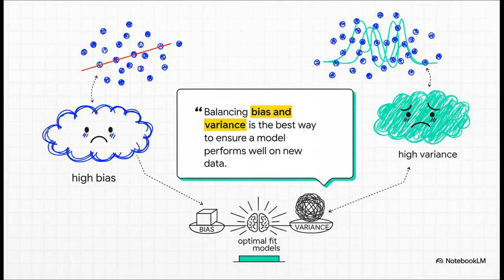Underfitting is what we call a high bias problem. The model is just too biased by its own simplicity. Overfitting is a high variance problem. It's way too sensitive and varies wildly with the training data. That perfect sweet spot, the optimal fit, is all about finding that perfect balance. That, my friends, is the real art and science of building models that work.